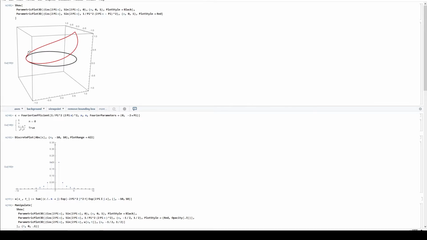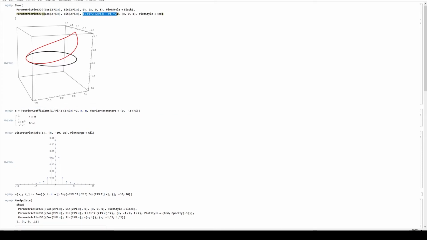And then the red curve, that's our initial temperature distribution, f of x. And in this case, it's the function 1 over pi squared, (2 pi x minus pi) squared. So that's an initial temperature distribution with this as our f of x. That is, this is the function that is defining the temperature distribution.